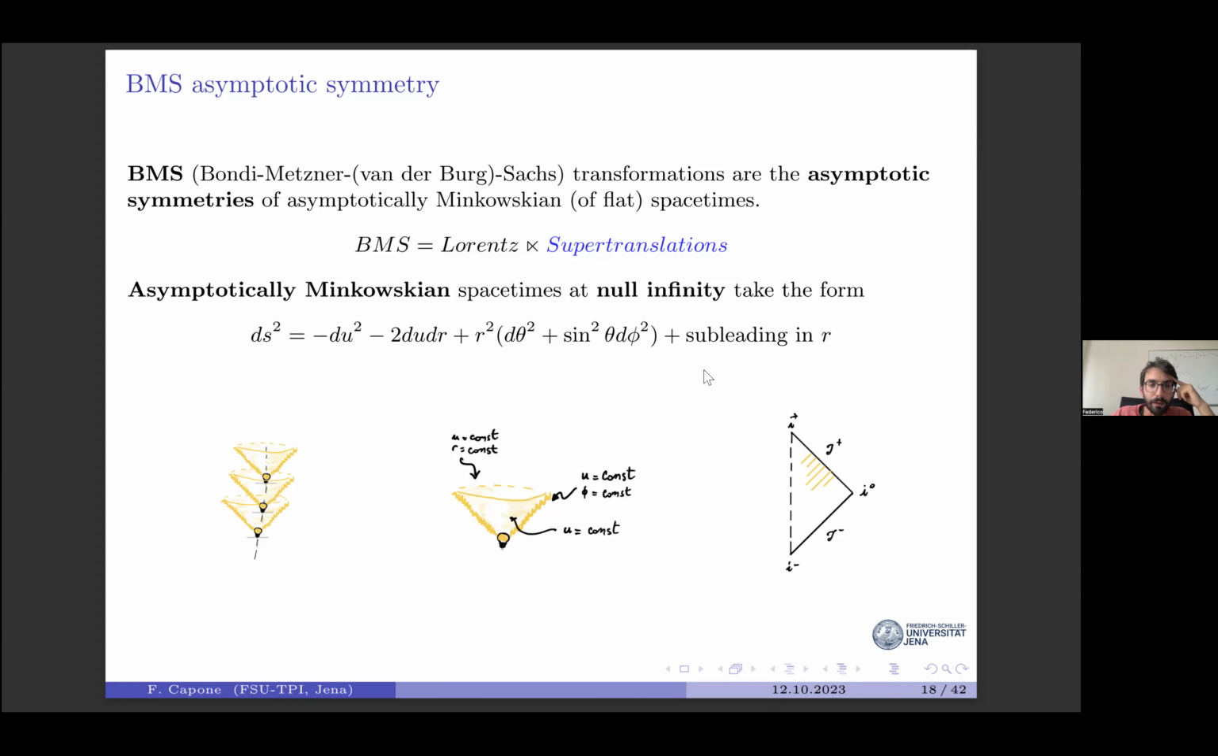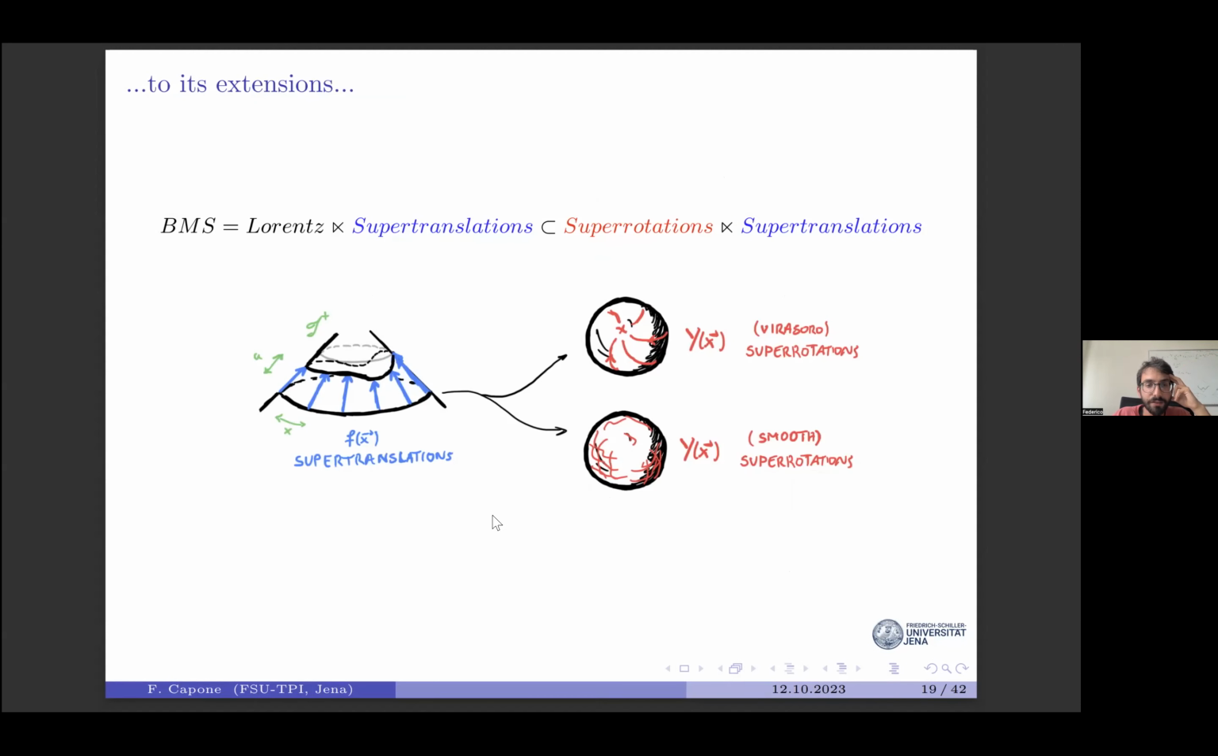Now, in recent years, because of this connection with soft theorems, which I'm going to show you in a moment, an extension of the BMS group has also been defined. This extension involves an extension of the Lorentz part of the BMS group, which goes under the name of superrotations. Now, in four dimensions, superrotations come in two varieties, which I have tried to specify here in the picture, but we do not need to discuss this now.